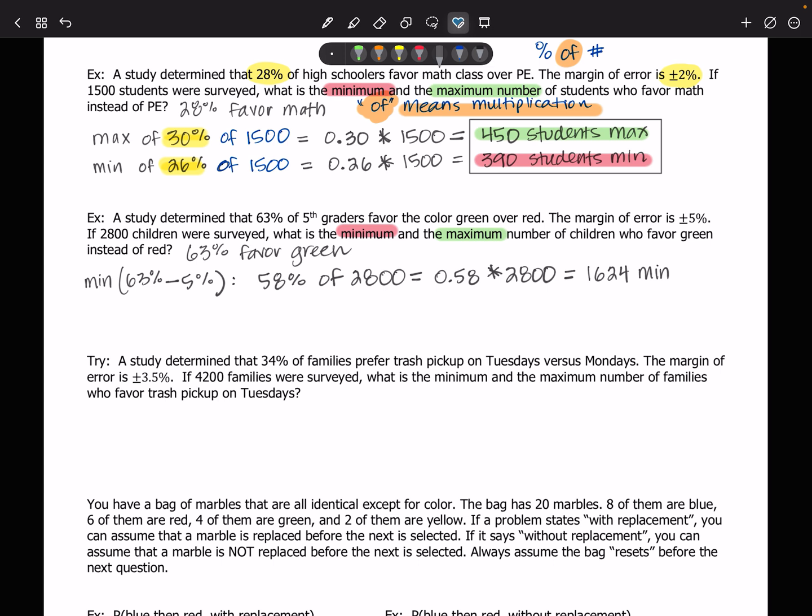Now maximum, you're going to take your percent of 63%, and you're going to add that margin of error. So that's going to be 68% of 2,800 students. So 0.68 times 2,800 is equal to, I got 1,904 max, but please check in your calculators. So for a minimum, 1,624, and for a maximum, 1,904.